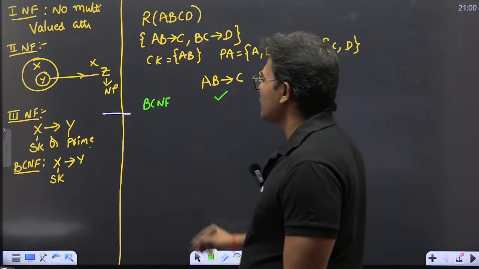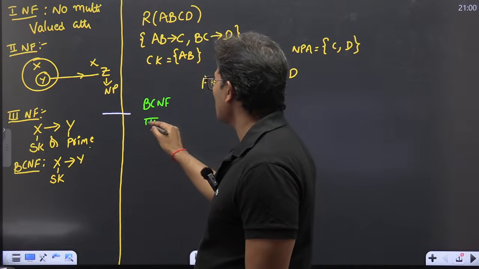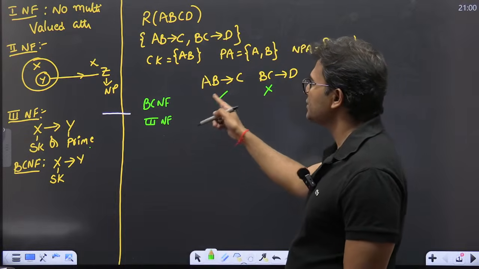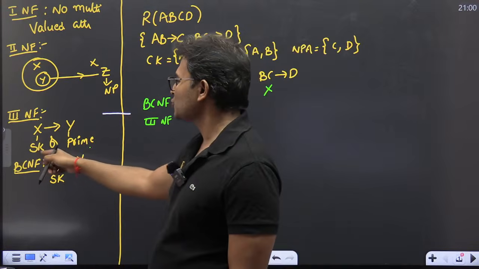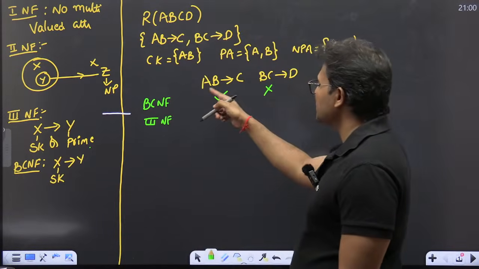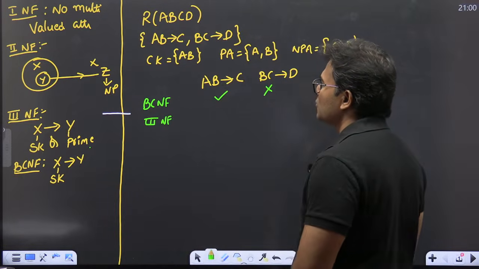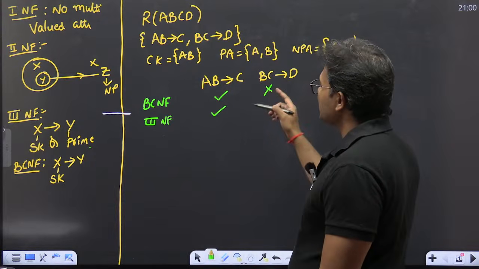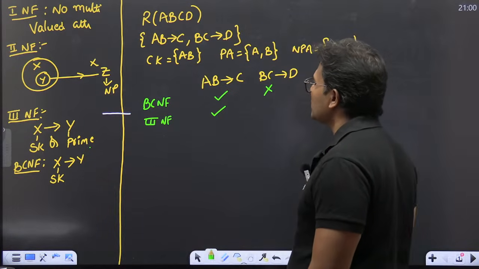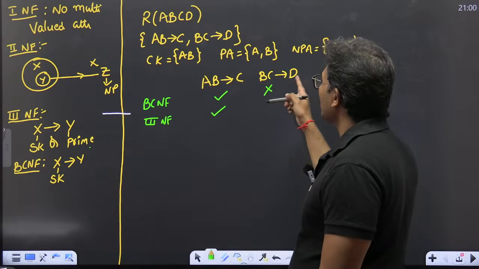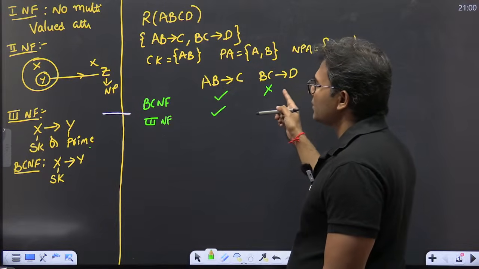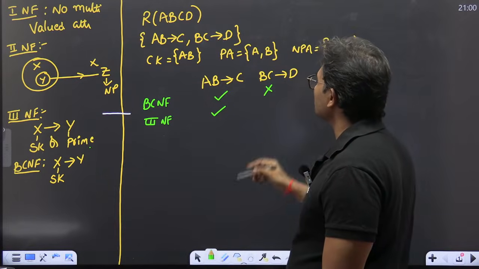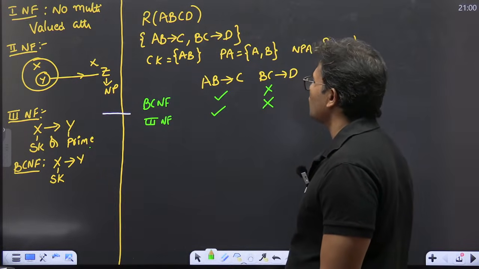Now you try for third normal form, okay? There is no problem with the first one because in third normal form, the left hand side has to be a super key, and the left hand side is a super key. Therefore, it is allowed in the third normal form. Now, what about this? The left hand side is not a super key, and the right hand side should be prime, right? The right hand side is not prime. Therefore, this is not in third normal form.